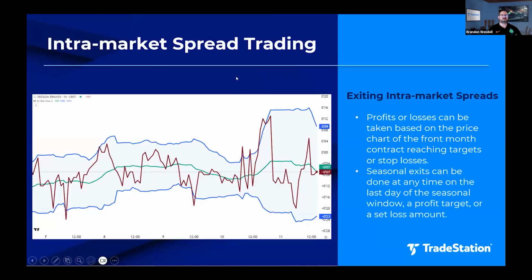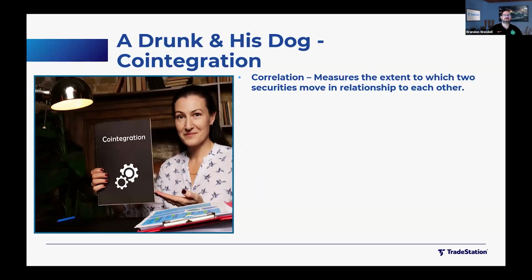Now, when it comes to intermarket spread trading, I can either take profits or trade based on my technical analysis, or I can use that seasonal spread information to let me know approximately when I might want to enter or exit. Basically, there's a thing called co-integration, and co-integration is not correlation. Correlation measures how much two related securities move in relationship to each other. If they're very highly correlated, they should move very similarly, like the NASDAQ and the Dow, or the NASDAQ and the ES. They move together because they're both equity indexes and share components.